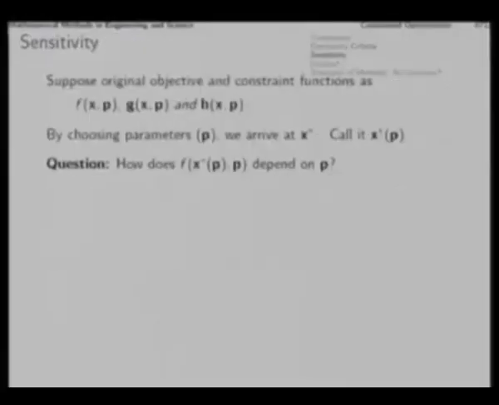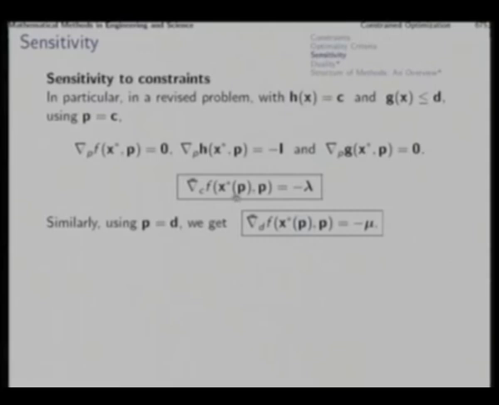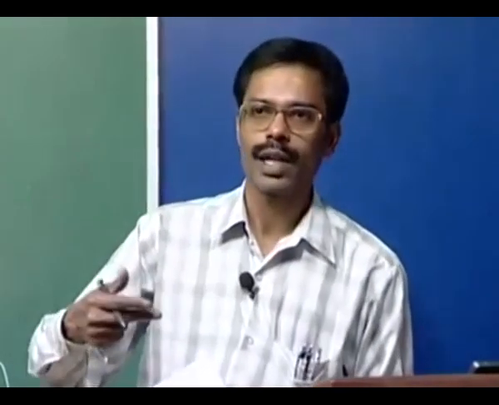These things, when formalized in terms of large number of constraints and large number of parameters, give you these long conditions. Similarly, you can examine the sensitivity with respect to constraints also, and if you do that, then you find the sensitivity of the function of the solutions to the constraints is just given by lambda mu, and that way you can say that the Lagrange multipliers lambda and mu signify costs of pulling the minimum point in order to satisfy the constraints. That is, lambda and mu Lagrange multipliers are costs for satisfying the constraints.